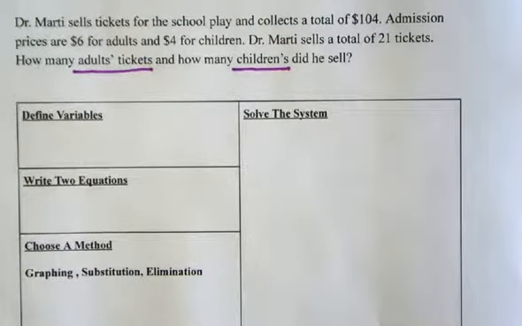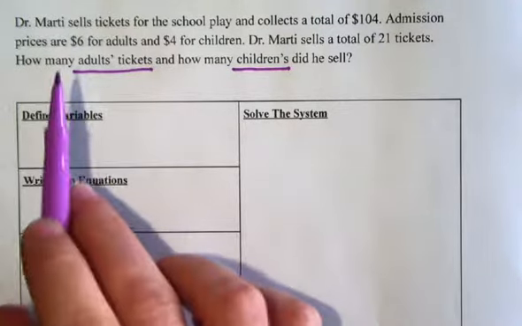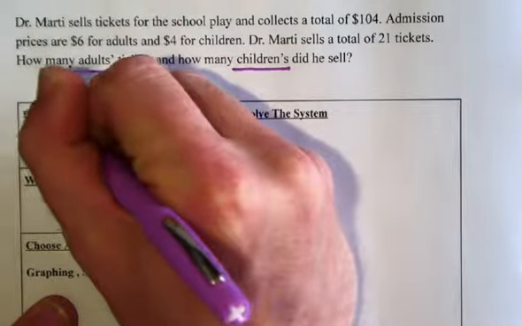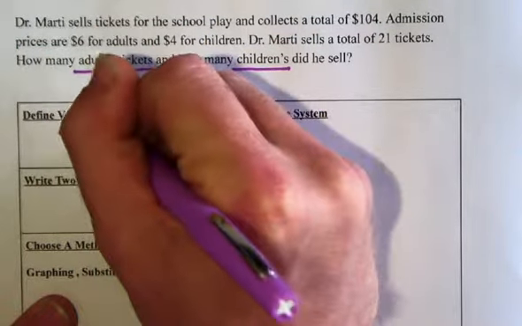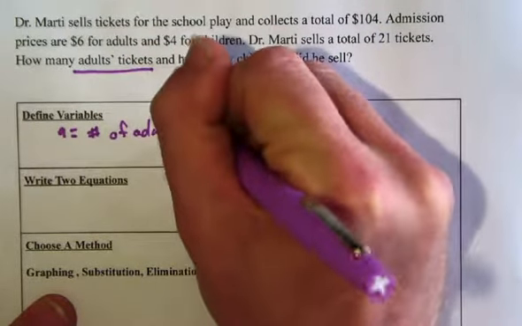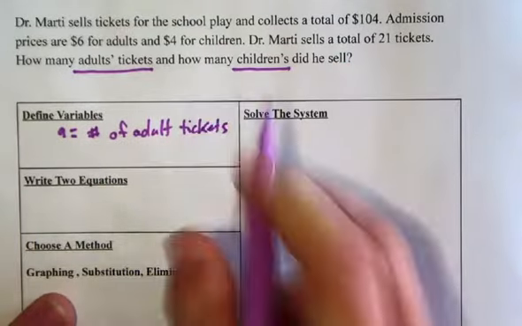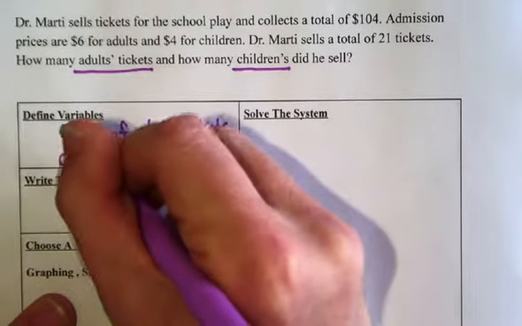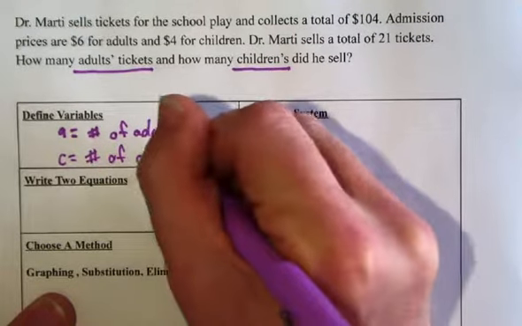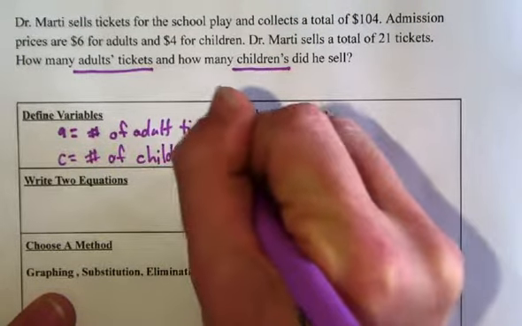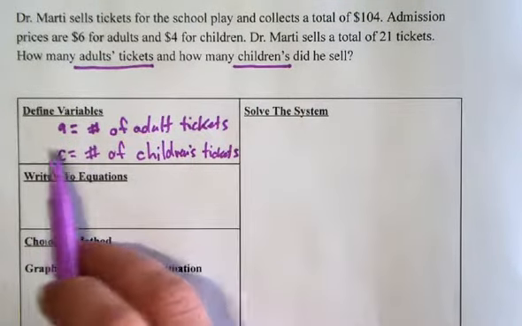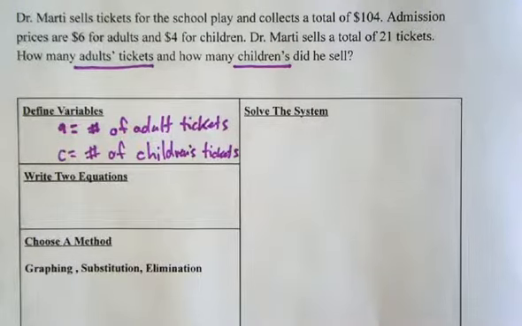Okay? So let's start by defining our variables. Now I'm going to use A and C because it's easy. You could use any variables. But I'm going to say that A equals the number of adult tickets. And I'm going to say that C equals the number of children's tickets. Makes sense, right? I'm looking to solve for the number of adult tickets and number of children's tickets. It says write two equations.